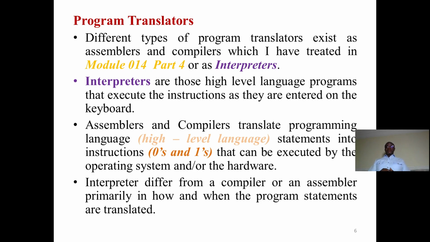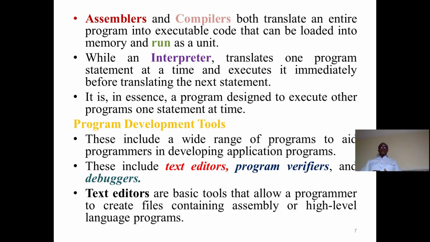Interpreters differ from compilers or assemblers primarily in how and when the program statements are translated. Assemblers and compilers both translate an entire program into an executable code that can be loaded into the memory and run as a unit, whereas an interpreter translates one program statement at a time and executes it immediately before translating the next statement.